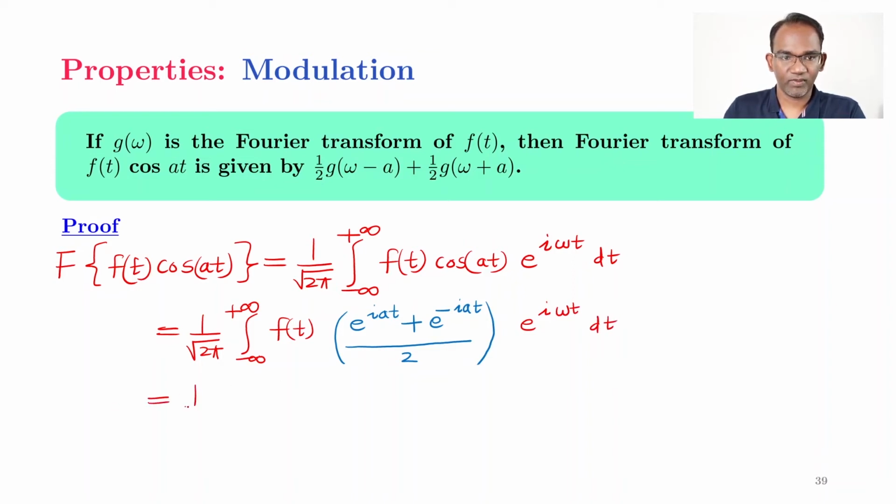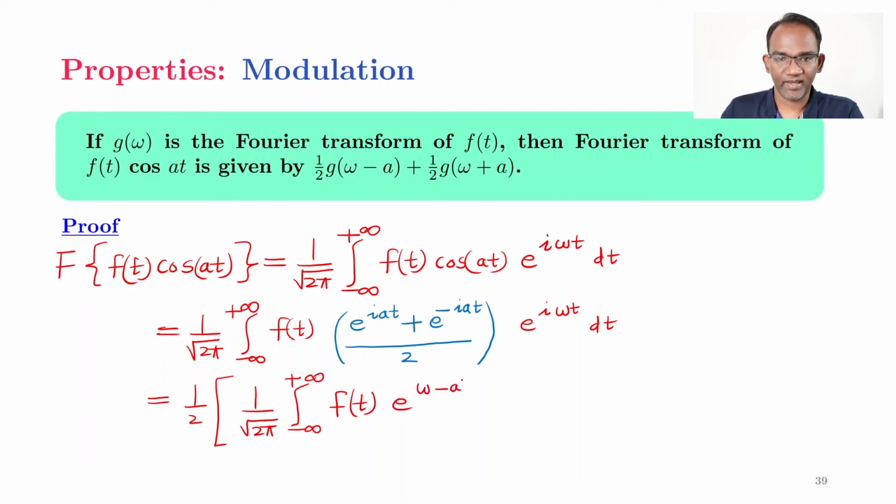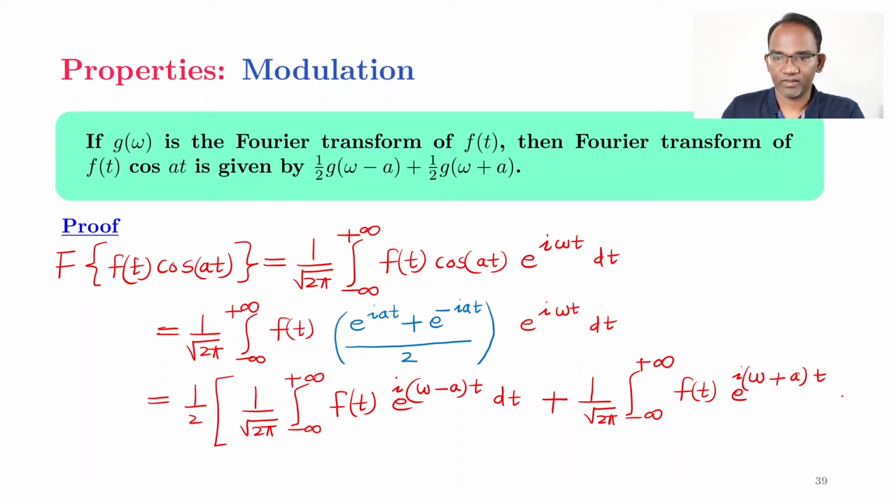So this is equal to 1 over 2 times 1 by square root of 2 pi integral from minus infinity to plus infinity f(t) times e raised to i (omega minus a) t dt, plus 1 over square root of 2 pi integral from minus infinity to plus infinity f(t) e raised to i (omega plus a) t times dt.